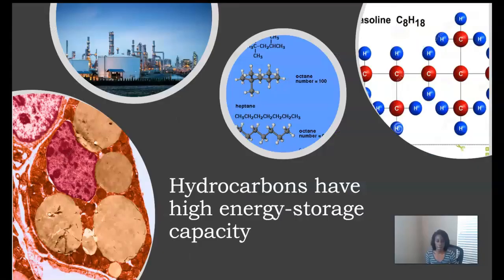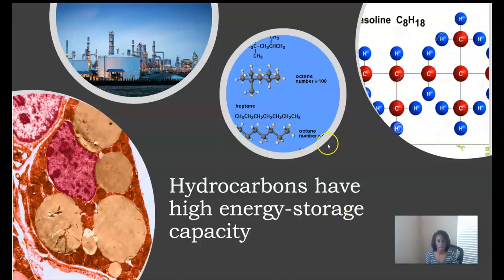The second common characteristic among all hydrocarbons is that they store a lot of energy, and that energy is released when the bonds in between them are broken, aka when they participate in chemical reactions. So if the bond between the carbon and the hydrogen is broken, there's a large release of energy. This is what makes hydrocarbons great for things like fuel. The gasoline that goes in vehicles is made of hydrocarbons.